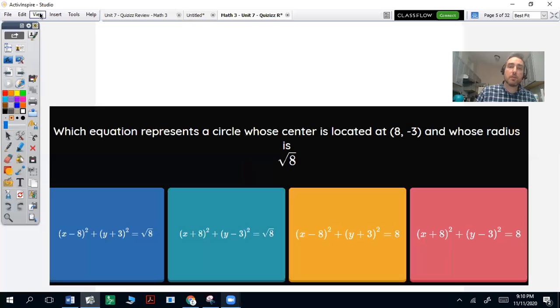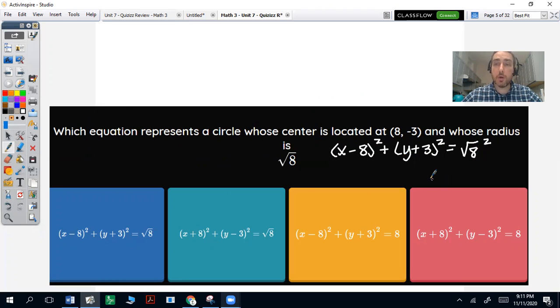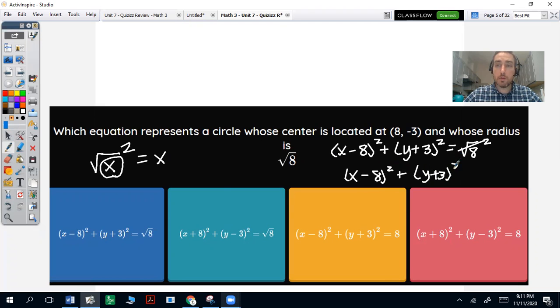Next one, which equation represents a circle whose center is located at (8, -3) and whose radius is the square root of 8? We'll write that equation again: (x minus 8) squared plus (y plus 3) squared, and the square root of 8 squared. So r squared. The square root of anything squared is just what's under the symbol, so the square root and square cancel out, and it's just equal to 8. (x minus 8) squared plus (y plus 3) squared equals 8. There's your answer.